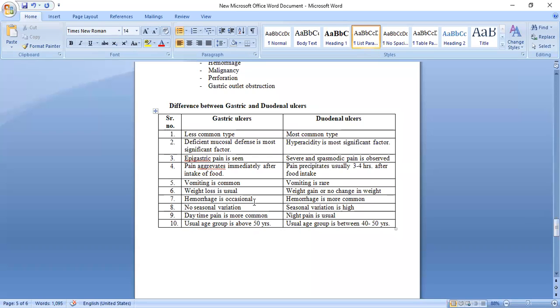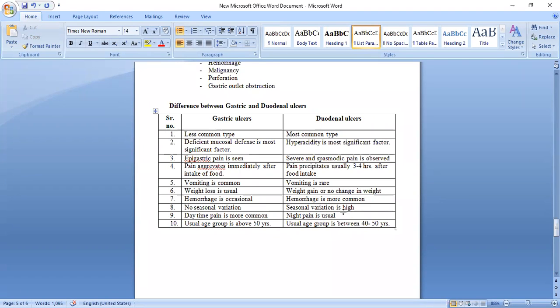Hemorrhage is occasional in duodenal ulcer, and in gastric ulcer bleeding is more common. There is no seasonal variation in gastric ulcer, but seasonal variation is high in duodenal ulcer. Night pain is usual in duodenal ulcer because at night we sleep 6-7 hours without food. They have to eat, otherwise they will not relieve the pain. When they have food, the pain is relieved.